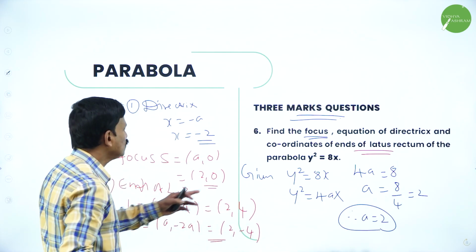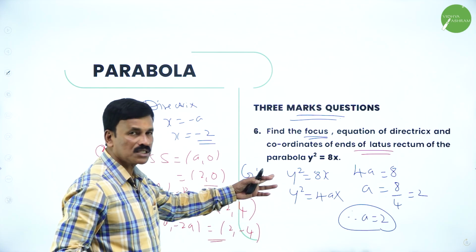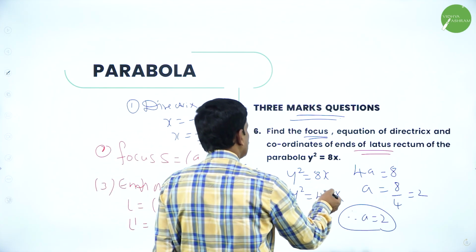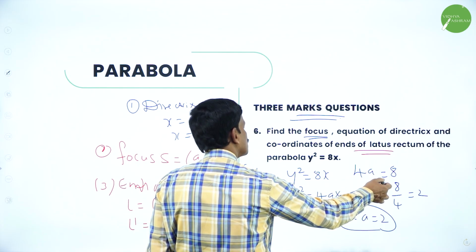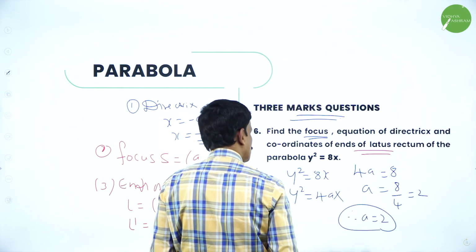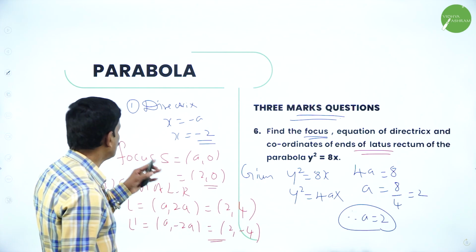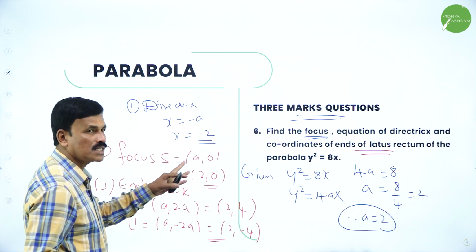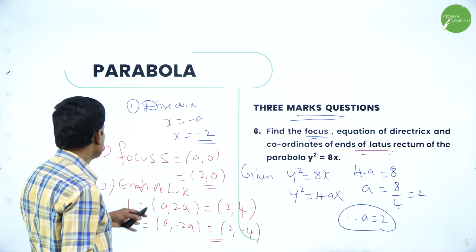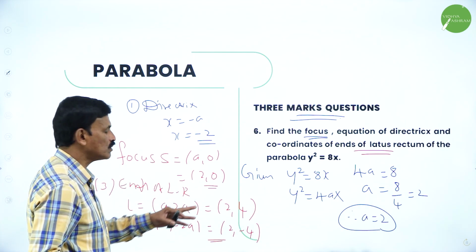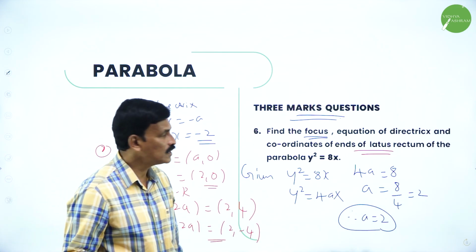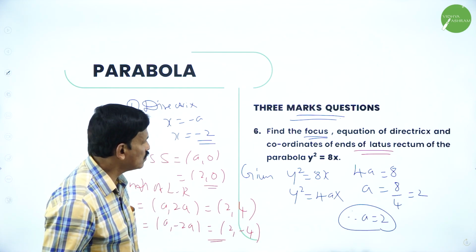That's all. Since the given equation is in the standard form y square is equal to 4ax, comparing, 4a is equal to 8, a is equal to 8 by 4, that is nothing but 2. So therefore the directrix is x is equal to minus a, that is minus 2, focus is a comma 0, 2 comma 0, ends of latus rectum a comma 2a, 2 comma 4, another one is a comma minus 2a, 2 comma minus 4. That's it. If you solve this much, definitely we will get 3 marks.